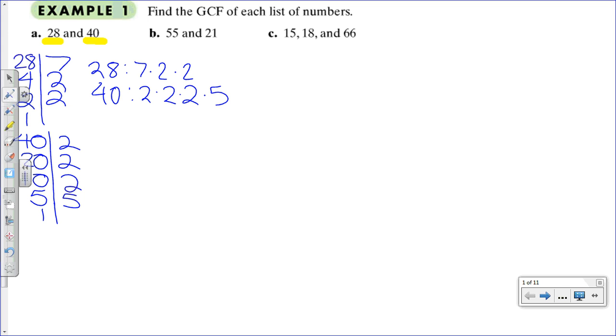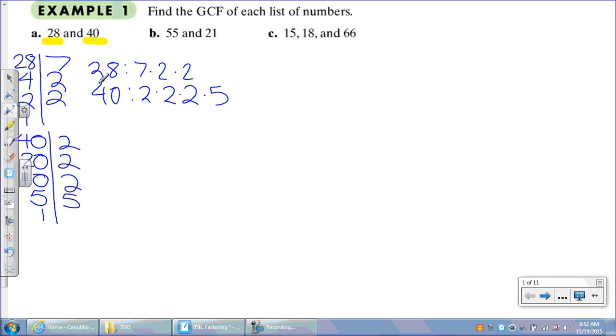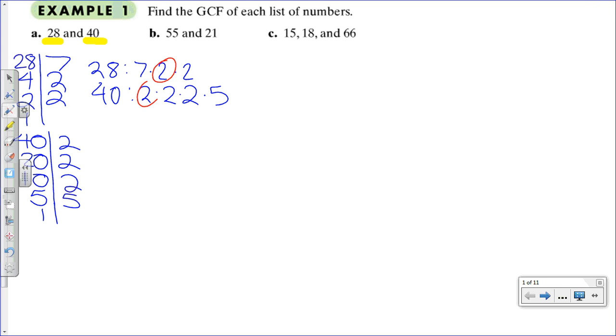So now let's see, what do they have in common? They have one 2 in common, right? And then they have a second 2 in common. What else do they have in common? That's it. So then what I'm going to say is that the GCF of 28 and 40 is equal to 2 times 2, or in other words, 4.